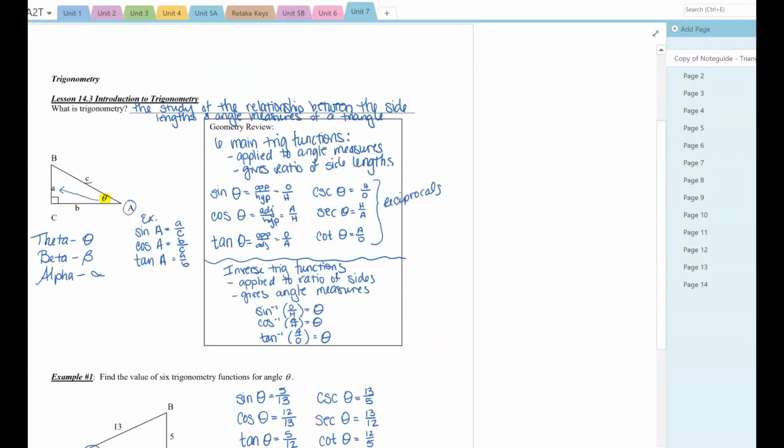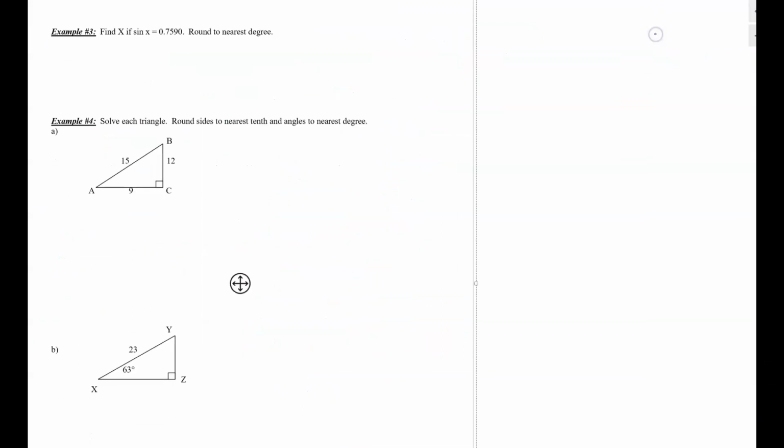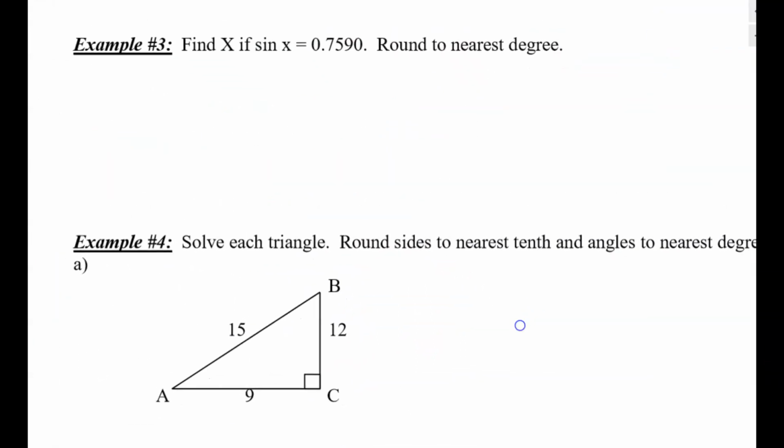Beautiful. All right, if you go to the second page with me, it's asking us now to find x. X in this case is the angle measure. Okay, so we're using the inverses. So I need to find the inverse sine of 0.7590. And I'm going to go to my calculator. So pause if you need to, grab your calculator. You'll notice you have sine, cosine, tangent, and then above it are your second functions, inverse sine, inverse cosine, inverse tangent. Okay, so go ahead and put second sine so that you can get the inverse, and put in 0.7590.